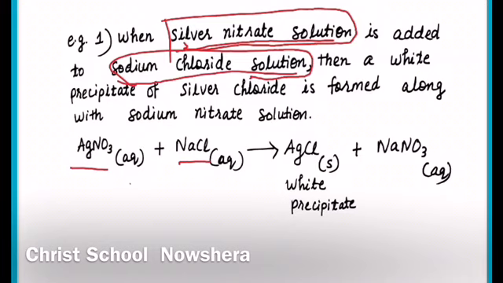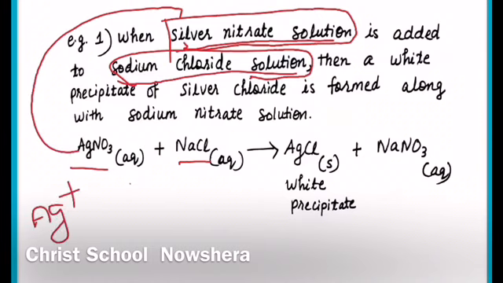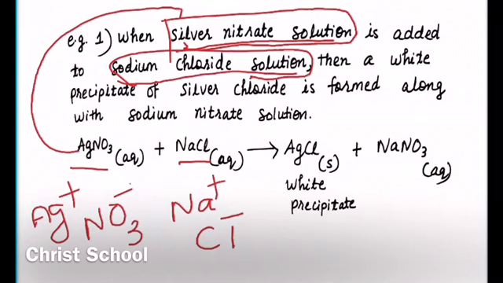Silver nitrate, its formula AgNO3: silver Ag plus, nitrate NO3 minus. What is the formula for sodium chloride? Sodium Na plus, chloride Cl minus. By exchanging valencies you will get NaCl. So you have to mix aqueous solution of silver nitrate and sodium chloride solution.